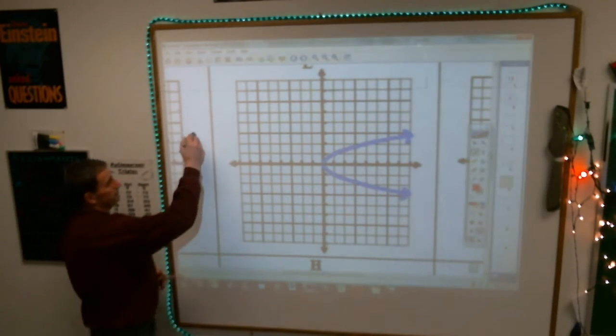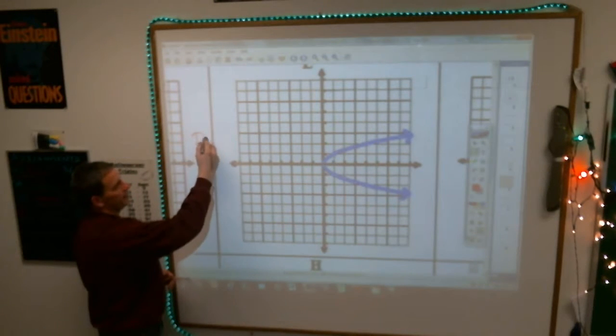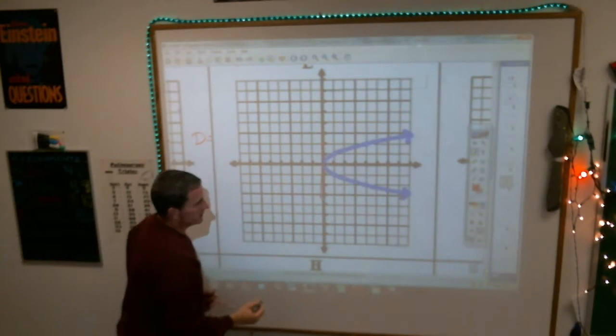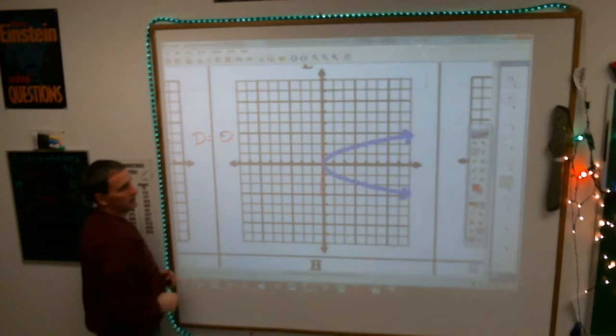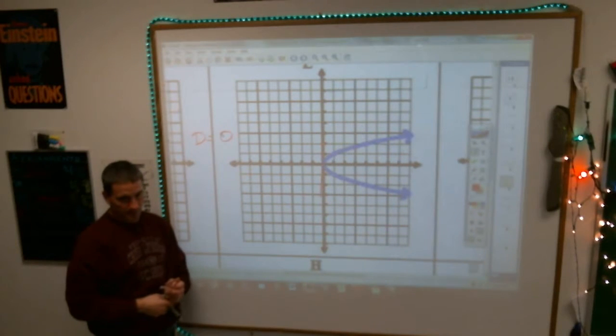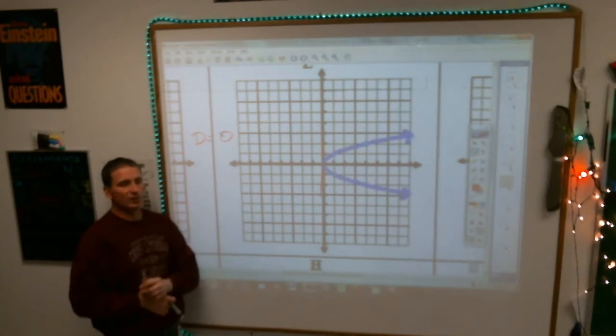Domain. Remember, that's how far left to how far right. Here's the left side of it. It crosses here where x is 0, correct? And how far right does it go? Forever. Forever, correct? There is no ending point to that. How do I show that writing an inequality? Infinity. So x is greater than infinity, less than infinity?